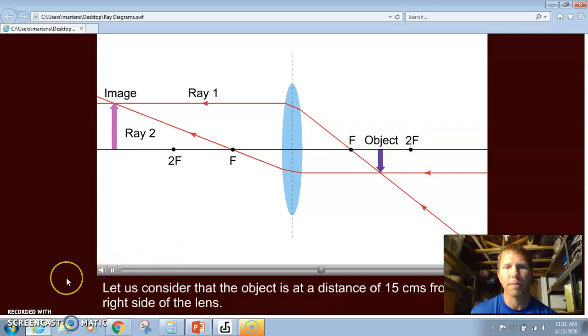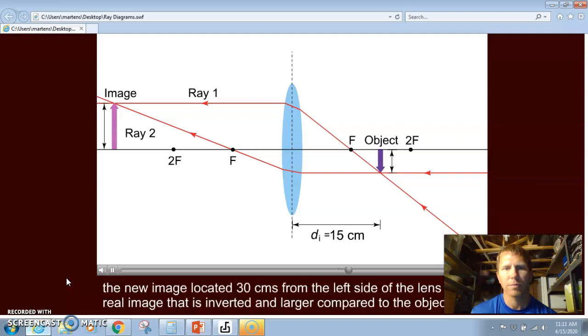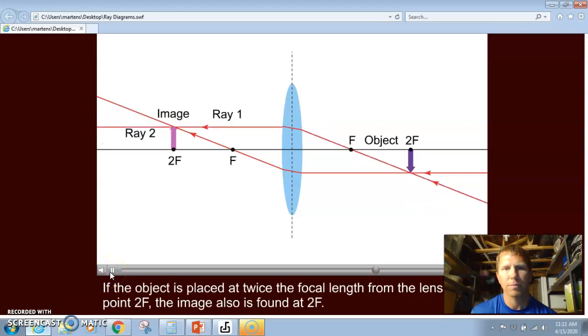Let us consider that the object is at a distance of 15 centimeters from the right side of the lens. If the path of light through the lens is reversed, the new image, located 30 centimeters from the left side of the lens, is a real image that is inverted and larger compared to the object. If the object is placed at twice the focal length from the lens at the point 2F, the image also is found at 2F.